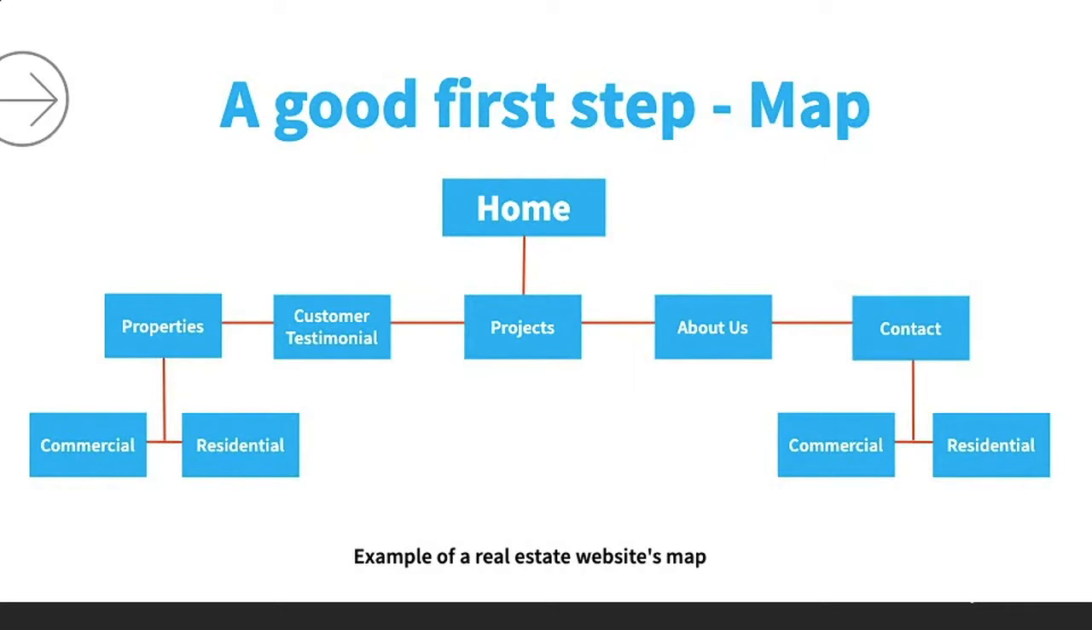So here we have an example of a real estate website's map. When a visitor enters the website, there is a very clear distinction between commercial and residential property. So the visitor need not loiter around the website searching for what to see and searching for his requirement. Because a clear distinction is given here.